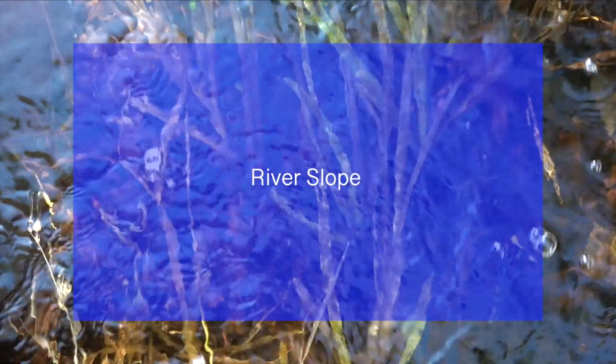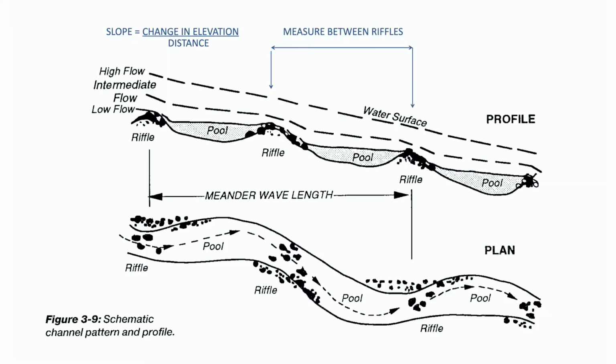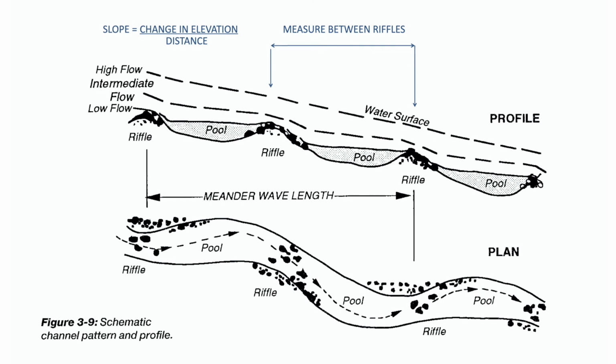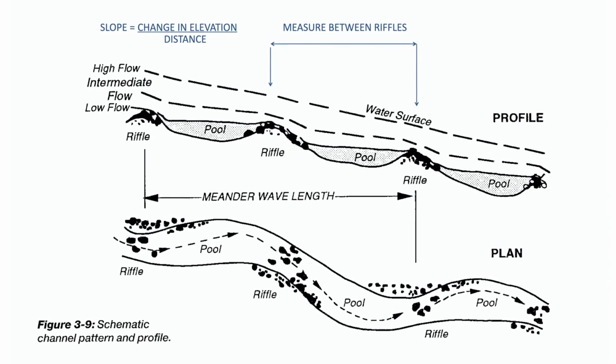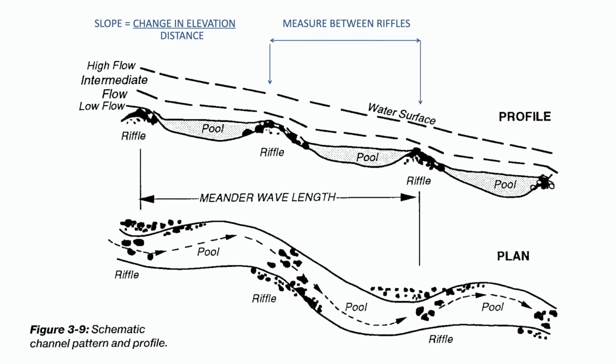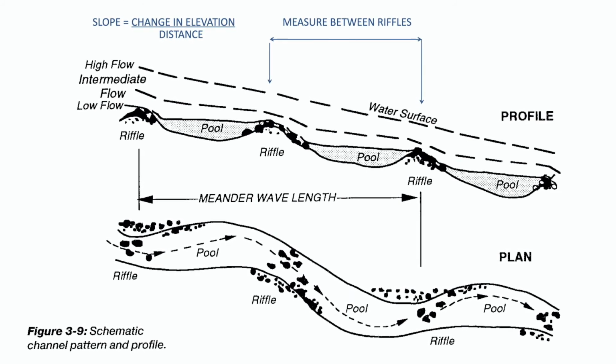One of the main variables that we use to describe the channel profile is the slope. So channel slope is a measurement or a calculation of how steeply the channel drops over a distance. We calculate this with the change in elevation over the change in distance along the stream. Slope can be used as a surrogate for stream power, which is the flow times the slope.